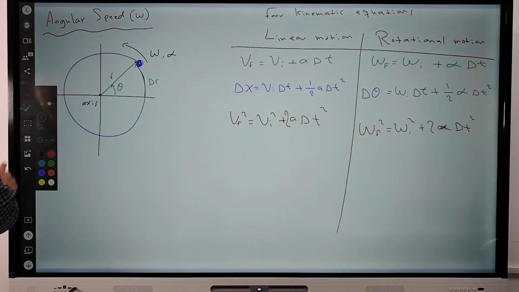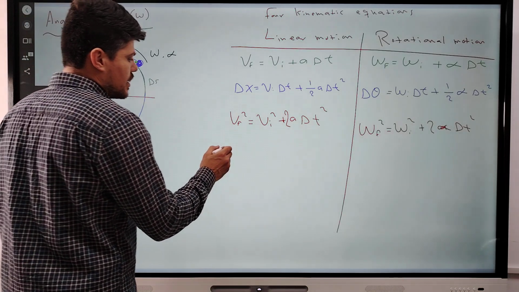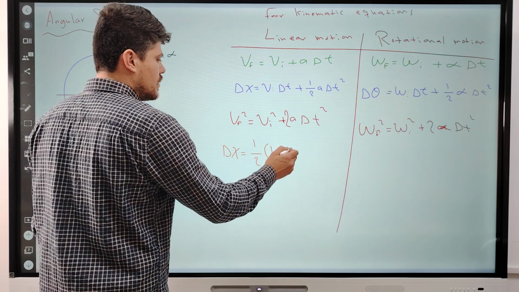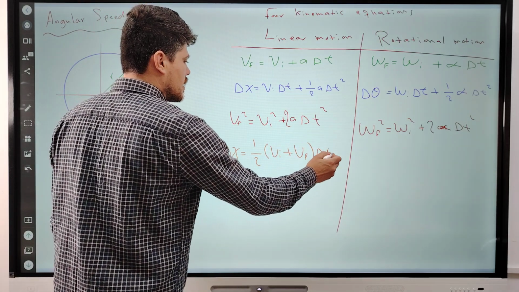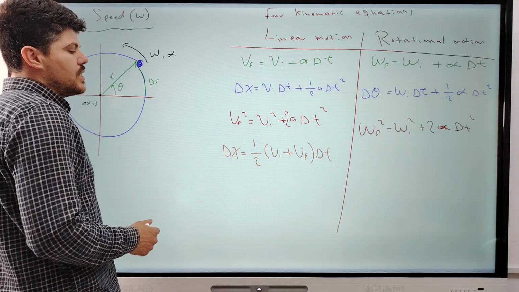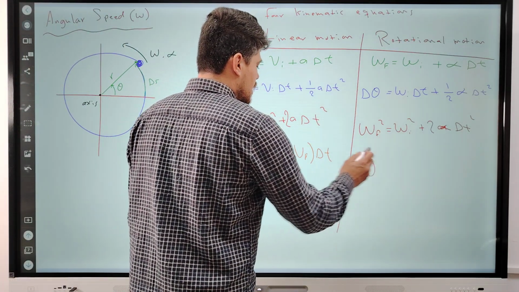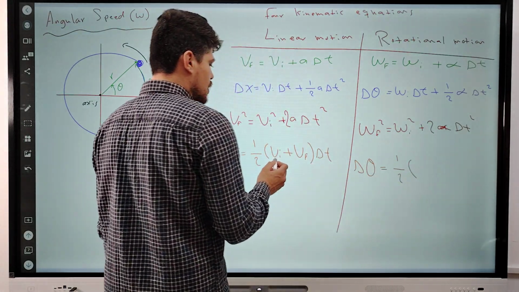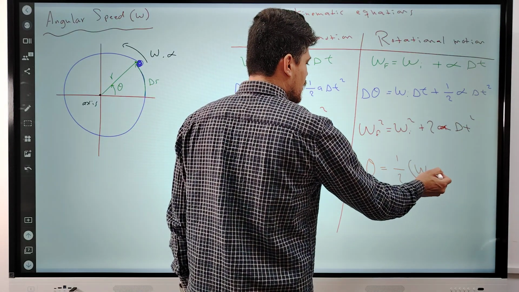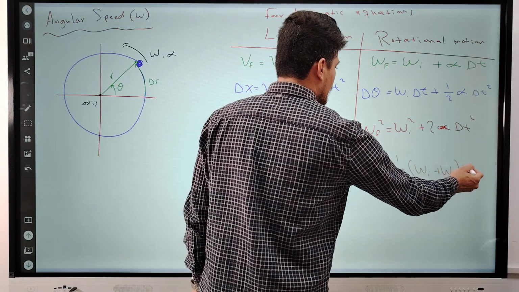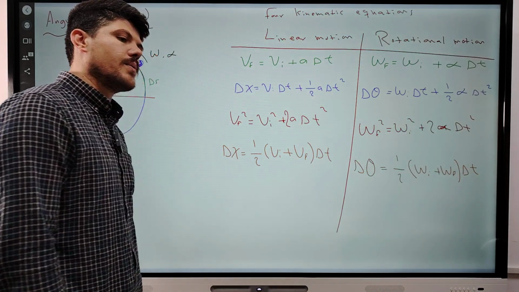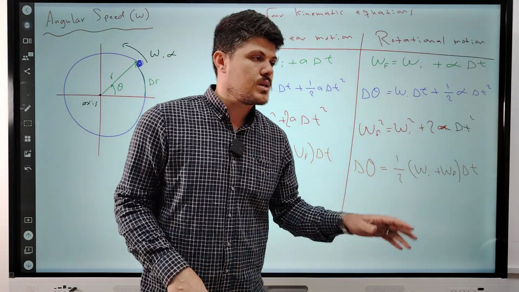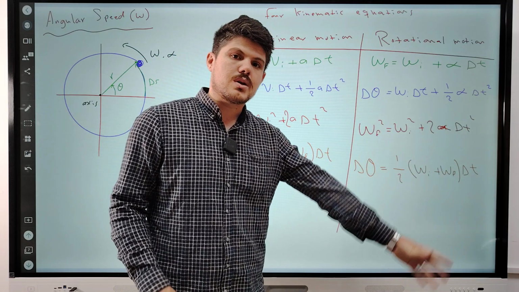The last equation of the four kinematic equations is delta x displacement is equal to 1 over 2 times V initial plus V final times delta t. This is for linear motion, but for rotational motion, instead of delta x, you have to write down delta theta, 1 over 2, and instead of V initial and V final, you have to write down omega initial, omega final times delta t. Okay, so as I told you, the four kinematic equations can be used in both types of motion, linear motion and rotational motion.